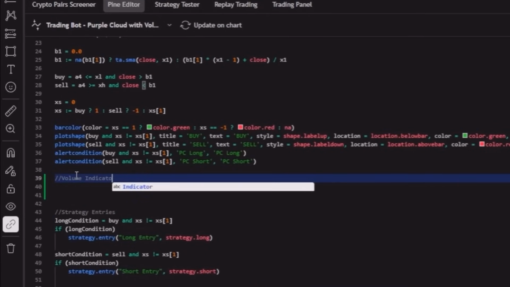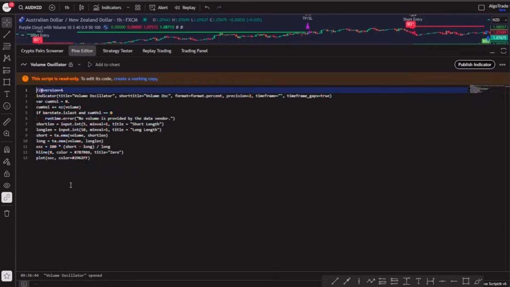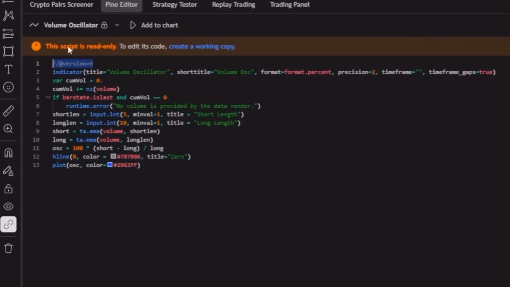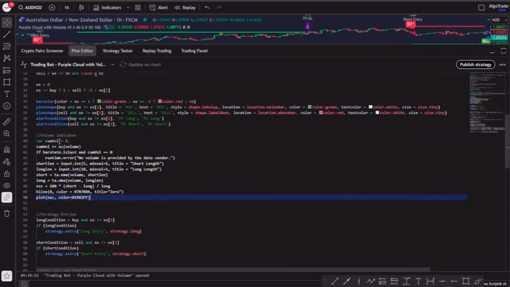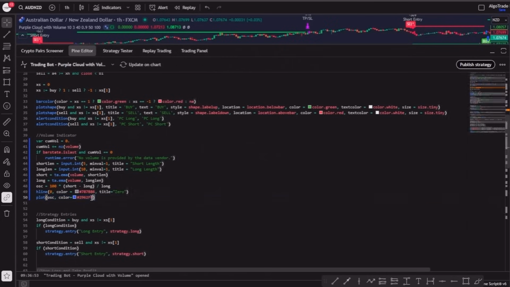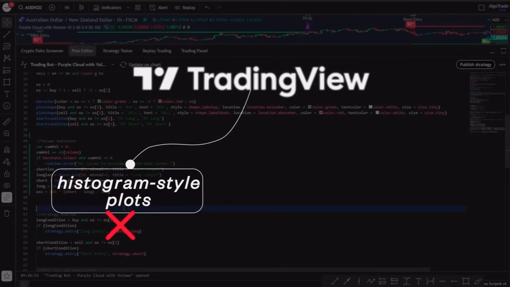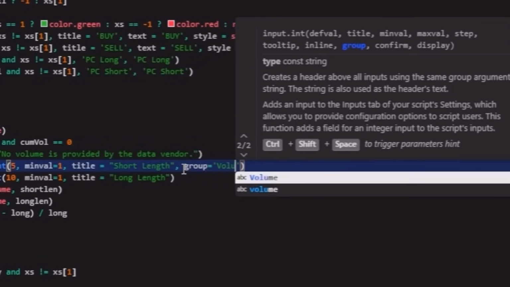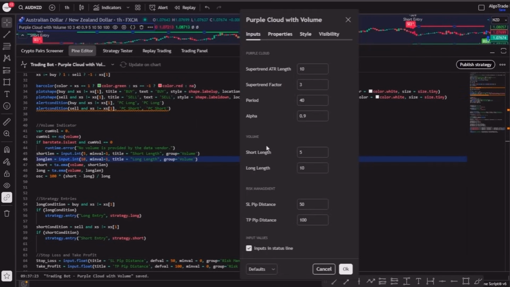Let's start by adding a comment block, double slashes, and I will write volume indicator. Next, I will open the volume oscillator's PineScript source code, which is available by default, and copy the entire code. It's written in version 6 of PineScript, just like our strategy, so everything will be consistent. Now I will paste that code into our script right here. Then I'm going to remove the plot statements because in my experience TradingView can't render histogram style plots and strategy markers on the same script very well, at least not consistently. I will also group the inputs of this volume indicator using the group function. I will label it volume, so that in the strategy's input menu, each group of inputs is clearly separated.